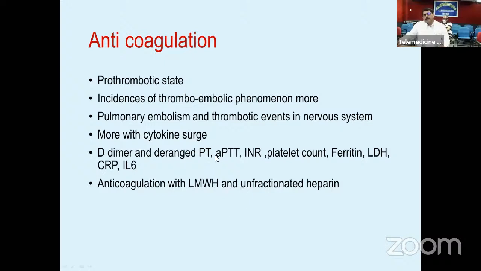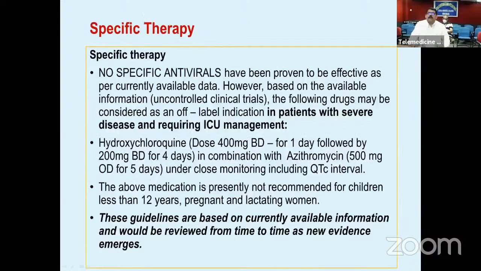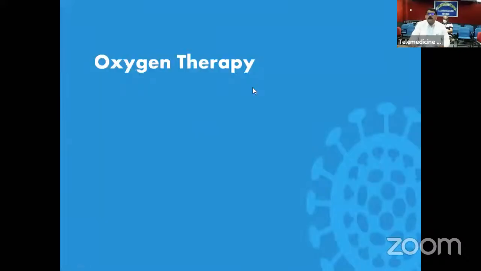We usually prefer low molecular weight heparin in patients with good renal reserve, where the creatinine clearance is more than 30. If creatinine clearance is less than 30, we go for unfractionated heparin to prevent these thromboembolic phenomena. There is no specific therapy till date, and we just recommend these off-label treatments. I'm not going into the details of this.